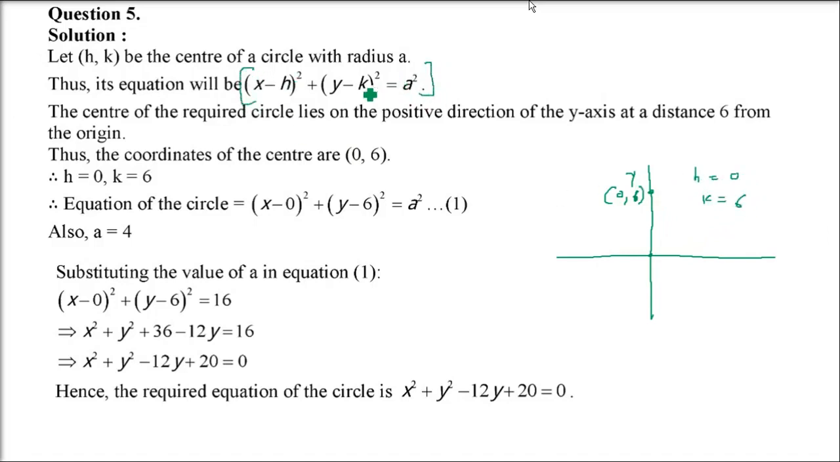Always keep this equation in your mind because everywhere this equation is going to be used or employed. So we are given the radius is 4. In place of h you put 0, in place of k you put 6, and in place of a you are going to put 4. So x minus 0 whole square plus y minus 6 whole square equals 16. 4 square is 16. So just open this, resolve it, combine the like terms, and this is the equation.